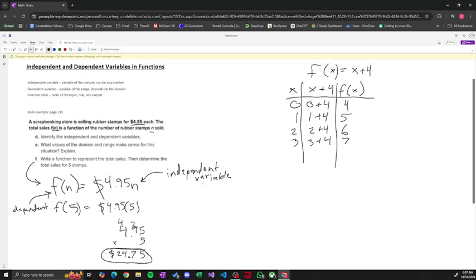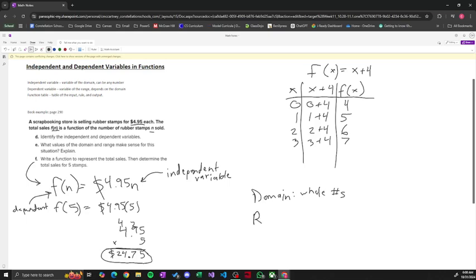We already talked about the independent variable. That includes the domain, and we said that that can only be whole numbers. So the domain is going to be whole numbers because we cannot buy a fraction of a stamp.